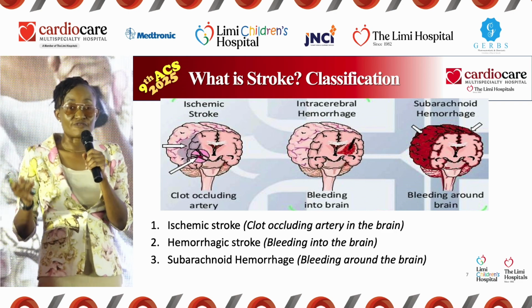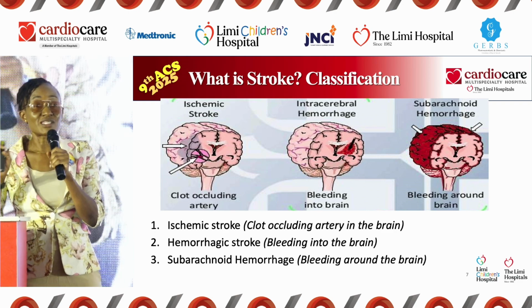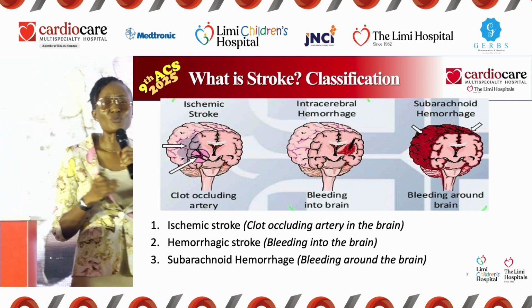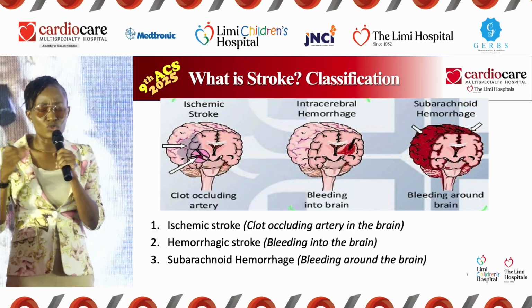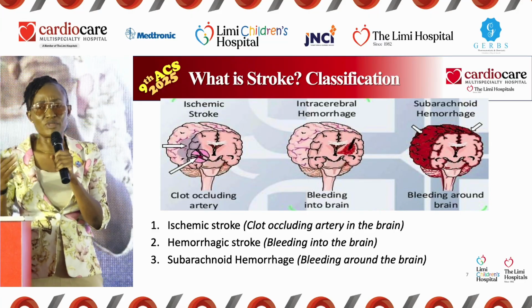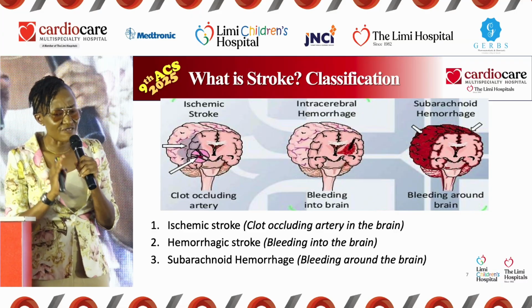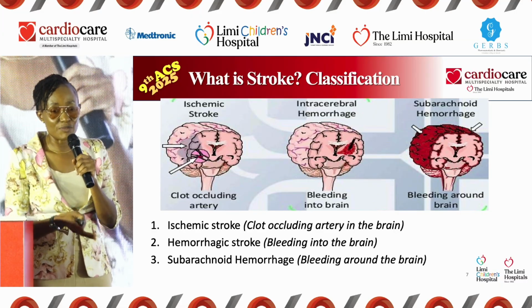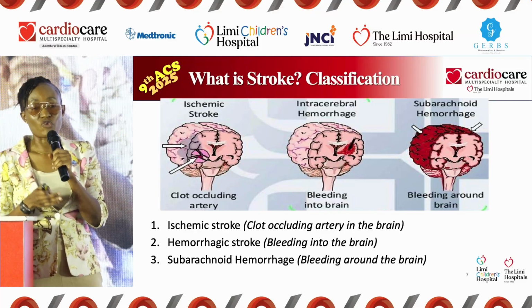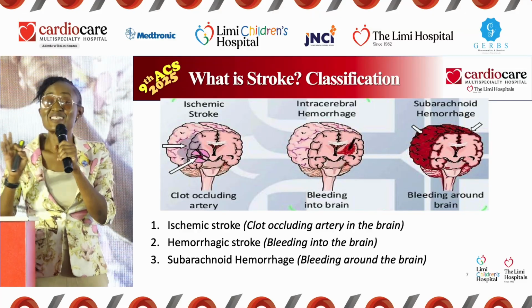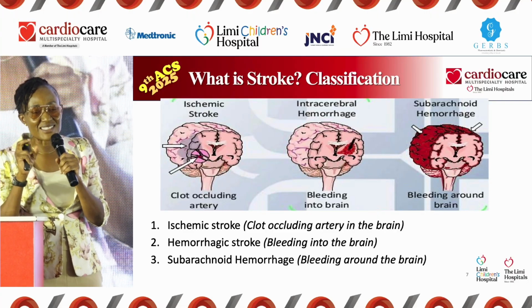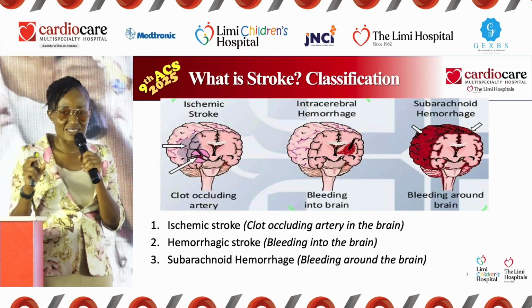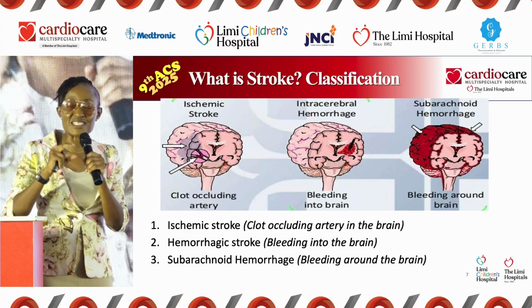What is the classification of stroke? All right, so there are 3 basic classifications of stroke. I know some people used to know it as either an infarct or a bleed. Now, it is better said as an ischemic stroke, intracerebral hemorrhage, or a subarachnoid hemorrhage, simply because these are distinct entities. Do you understand? And they are managed differently.